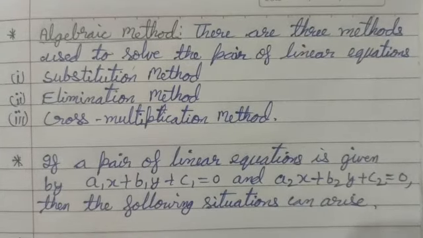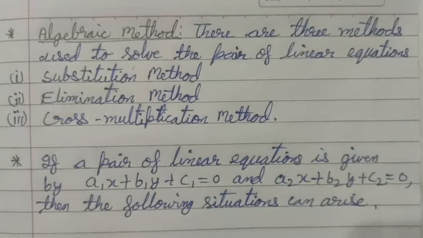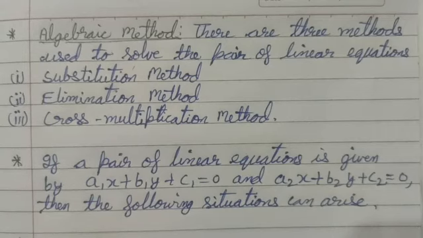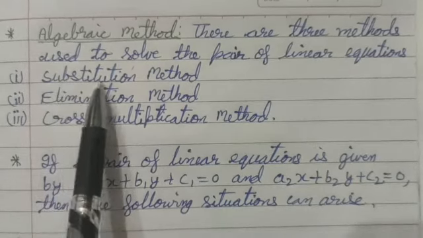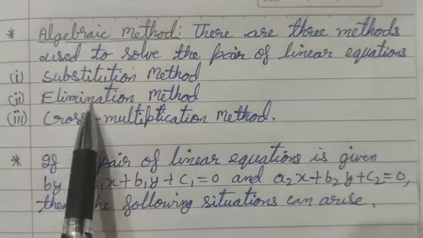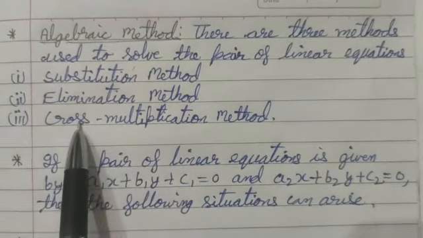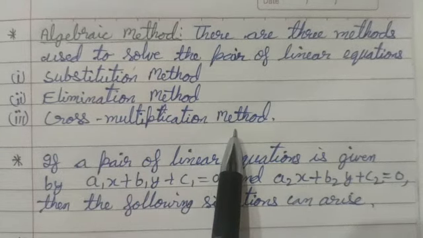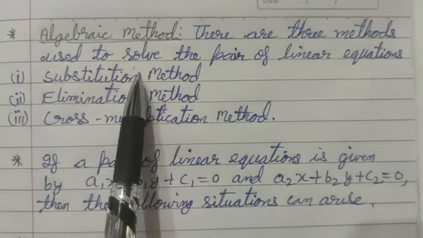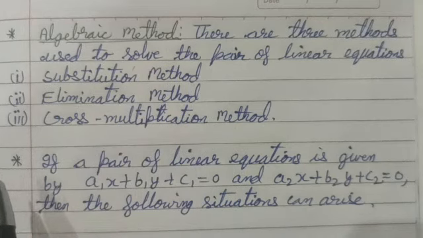Now, second method to solve the linear equation in two variables is the algebraic method. In the algebraic method, we basically use three methods to solve the linear equation in two variables. First one is substitution method, second one is elimination method, and third one is cross multiplication method. About these methods we'll study later when we solve the exercise.